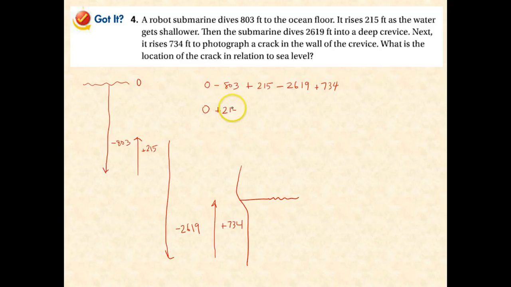0 plus 215 plus 734. Oh wait, I can't do the commutative property until I've changed everything to addition. So first I have to use the rule for subtracting real numbers. This is 0 plus negative 803 plus 215 plus negative 2,619 plus 734. Now, since everything's addition, I can use the commutative property of addition to rearrange the order. I want my positive stuff up front.